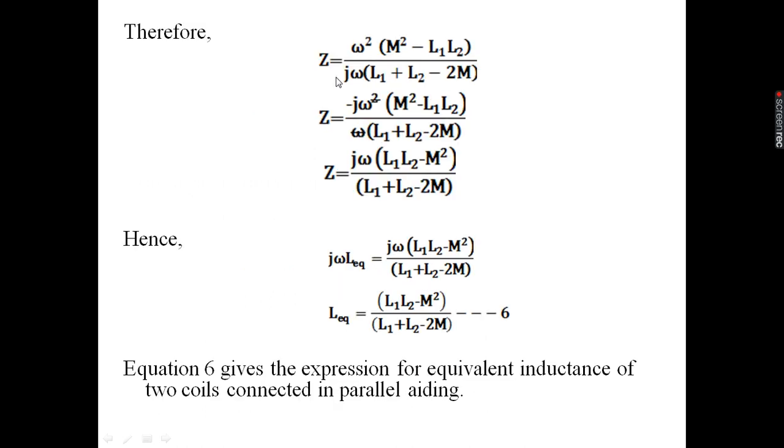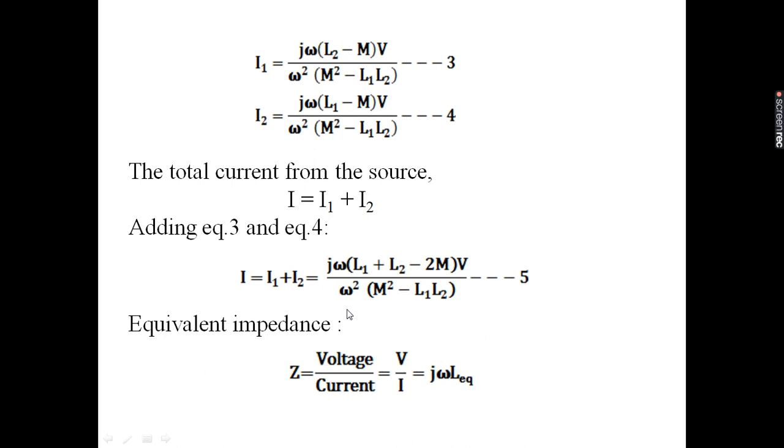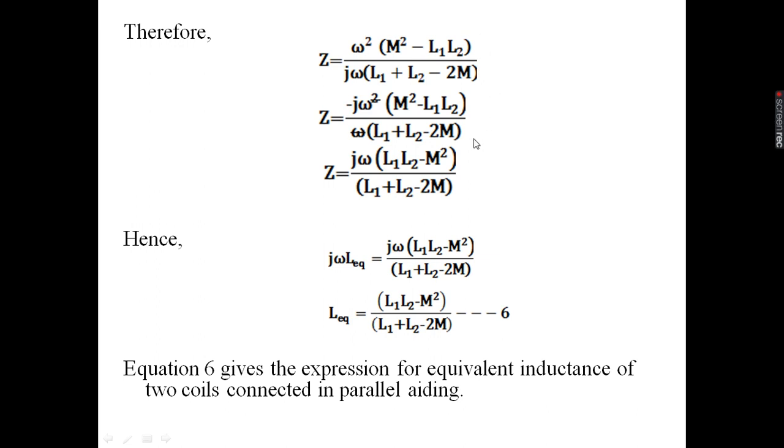Now we are going to find Z. If we substitute V divided by current I, V gets cancelled, and we get omega square times (M square minus L1 L2) divided by J omega times (L1 plus L2 minus 2M). Taking Z, we can bring this J to the numerator, so it becomes minus J, and one omega cancels with the omega square.